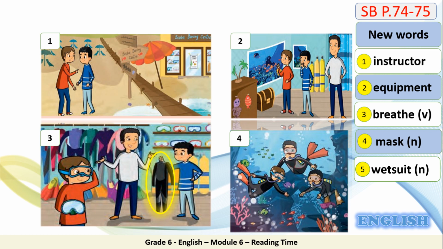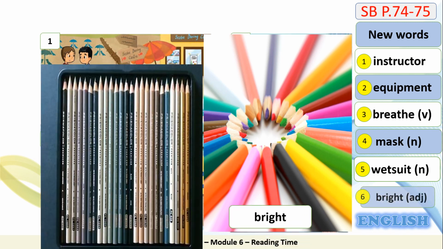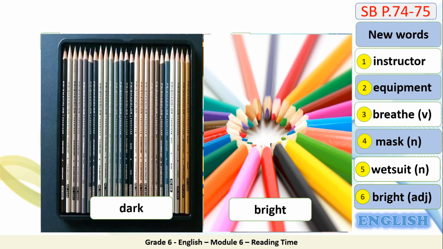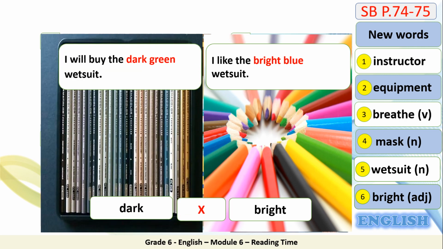Good. What about the colors? Look at the colors of this wetsuit. Yes, black and gray. Excellent. Black and gray are dark colors. Dark colors. What about these wetsuits? What do you think? Yes, they are bright colors. Bright colors. Bright, dark. These two adjectives are opposites. We use them with colors. I like the bright blue wetsuit. I will buy the dark green wetsuit.